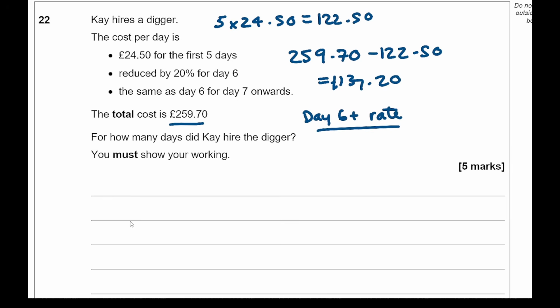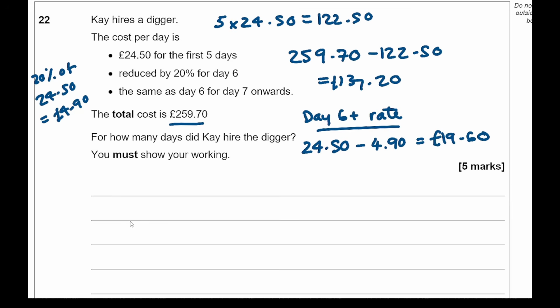Now the day 6 plus rate is 20% less than £24.50. So it's going to be £24.50 minus, now 10%, so 20% of £24.50 is going to be 2 lots of £2.45, which is £4.90. So that's how much discount they're getting. So if I do £24.50 minus £4.90, I get a rate of £19.60.